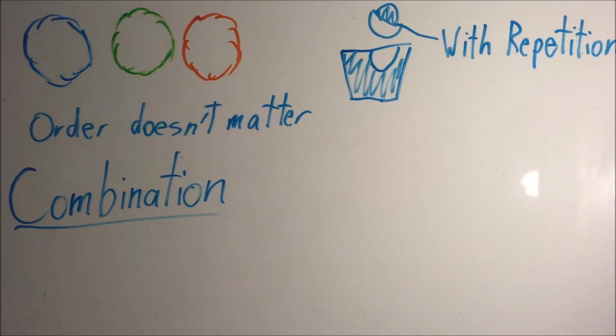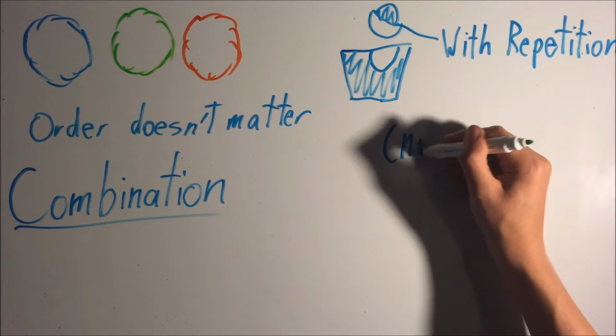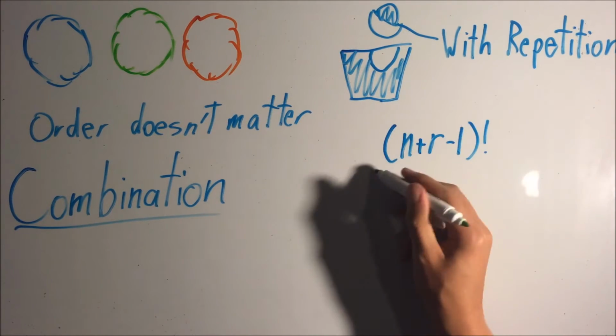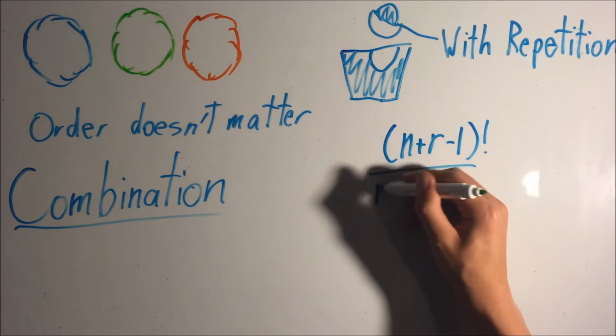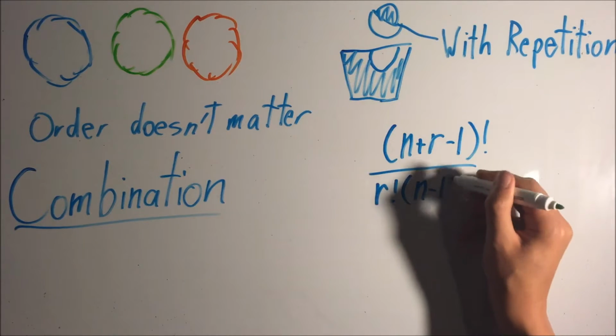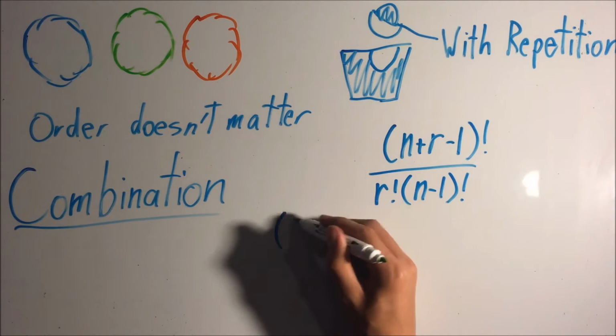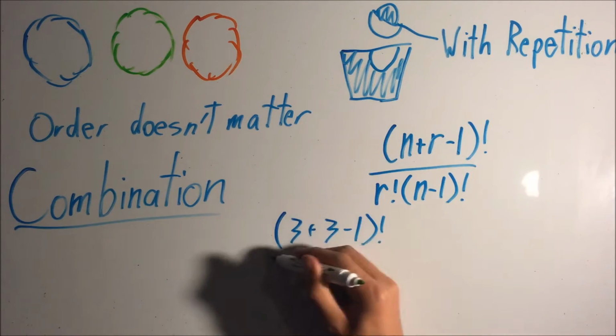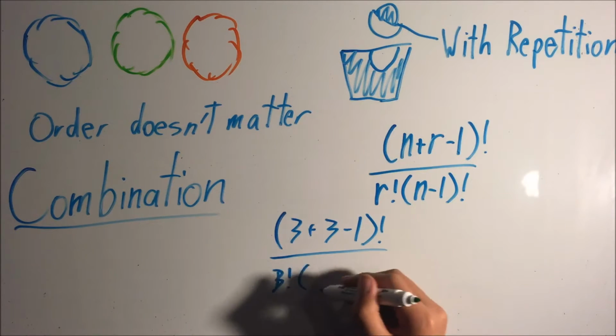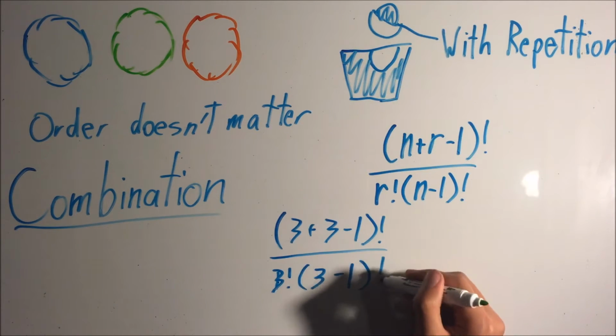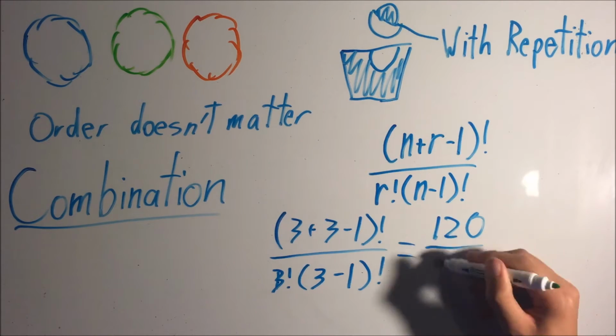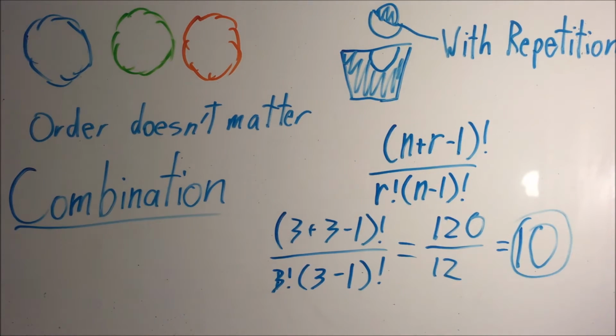Now, the formula for combinations with repetitions is n plus r minus 1 factorial over r factorial times n minus 1 factorial. After you plug in the numbers, you get 3 plus 3 minus 1 factorial over 3 factorial times 3 minus 1 factorial, which equals 120 over 12, which comes out to 10 different combinations for ice cream.